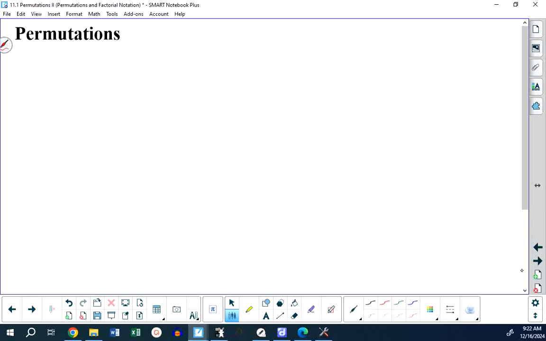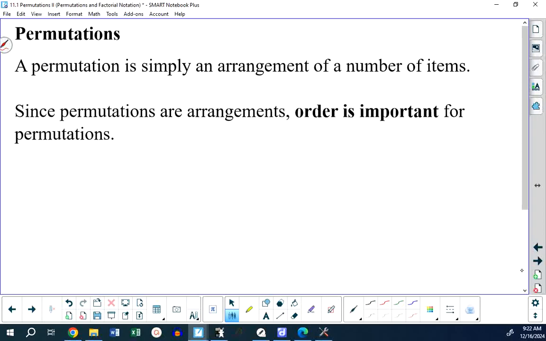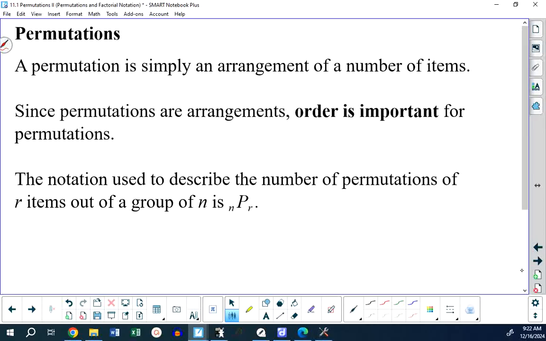Okay. So now we're going to talk about permutations. A permutation is simply an arrangement of a number of items. Since permutations are arrangements, order is important. When you arrange things, the outcome is important. When you arrange flowers, you don't just put all the flowers in the vase, you put them in a particular arrangement, in a particular position. And we use the following notation to describe permutations. When you see nPr, which is how it's pronounced, what it's telling you is you have n items, and you're going to find out how many arrangements there are of r of them.